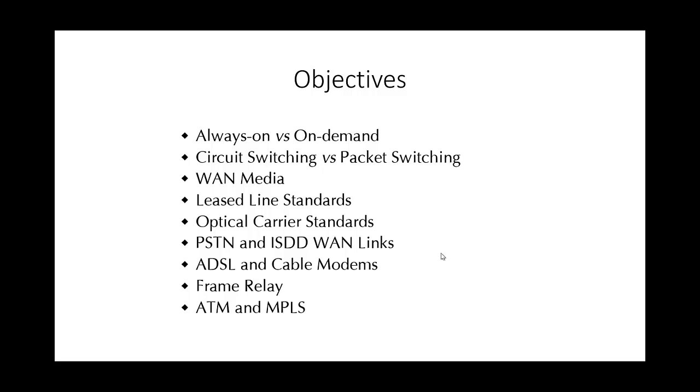Distinguish between always on and on-demand WAN links. Distinguish between circuit switching and packet switching. Identify main media used by WANs. Then you should be able to recognise important leased line standards and also recognise important optical carrier standards, and also PSTN based WAN links, so understand how those work, and PSTN and ISDN WAN links.